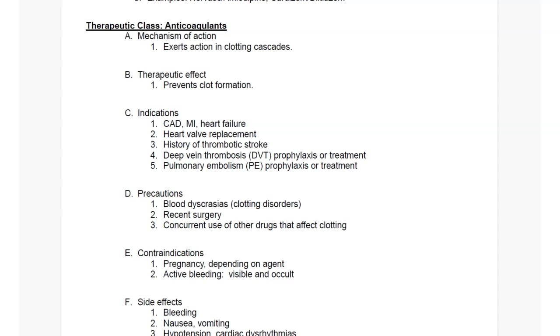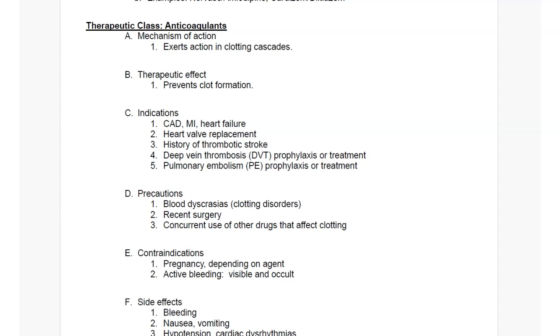Anyhow, indications or reasons why we give anticoagulants include CAD, MI, heart failure, or basically conditions wherein a patient is at a higher likelihood of developing clots. Other indications include heart valve replacement, history of a thrombotic stroke, DVT or deep vein thrombosis prophylaxis or treatment. Prophylaxis meaning prevention, or treatment is when a patient already has the disease process. And then pulmonary embolism, or basically a clot in the lungs. So it can be used as prophylaxis or prevention, right? Or treatment if the patient already has it.